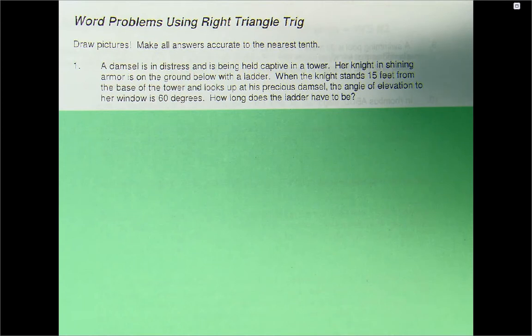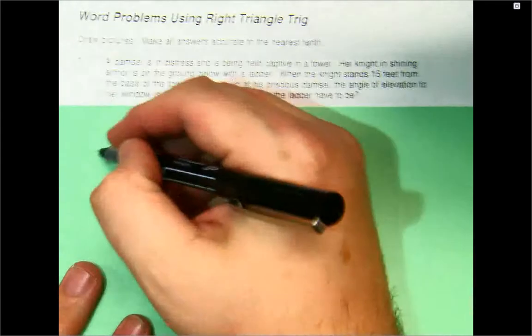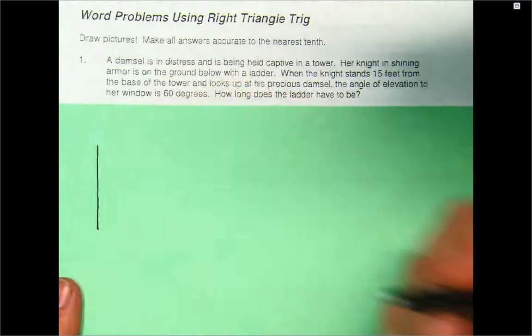Now, the first one says, a damsel in distress is being held captive in a tower. Her knight in shining armor is on the ground below with a ladder. The knight stands 15 feet from the base of the tower and looks up at his precious damsel. The angle of elevation to her window is 60 degrees. So, how long does the ladder have to be? Draw your tower.